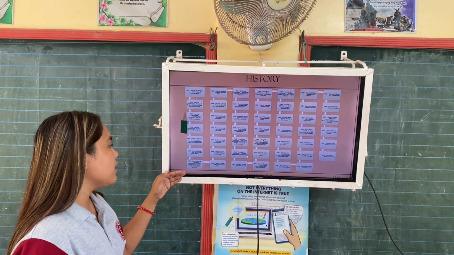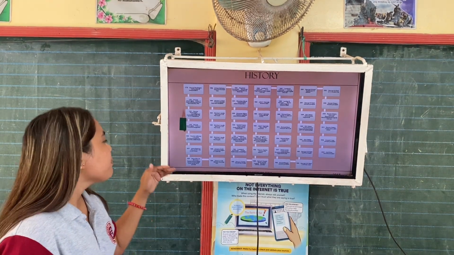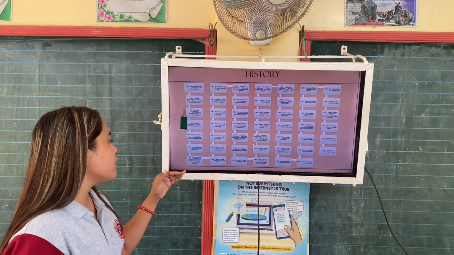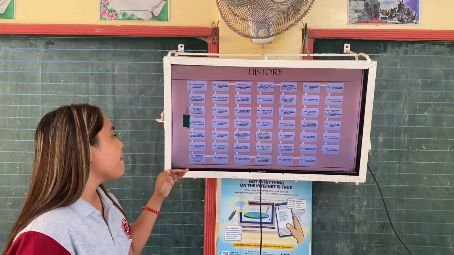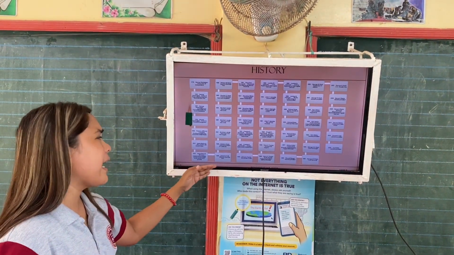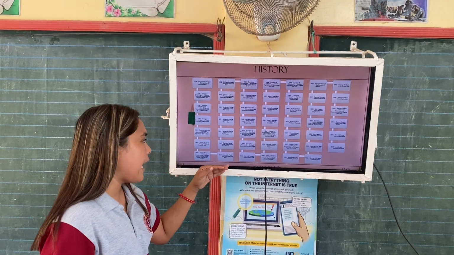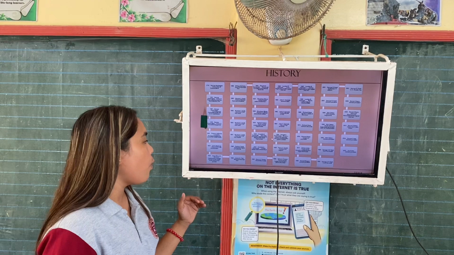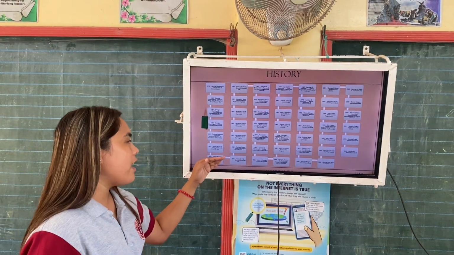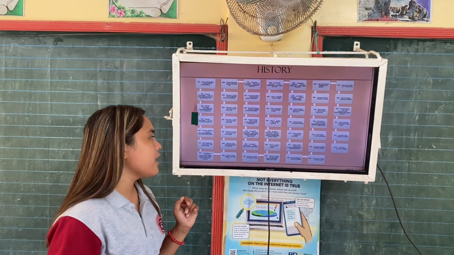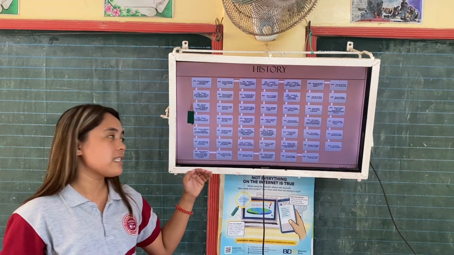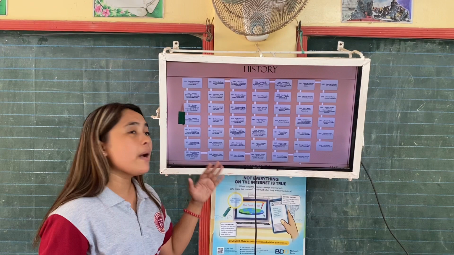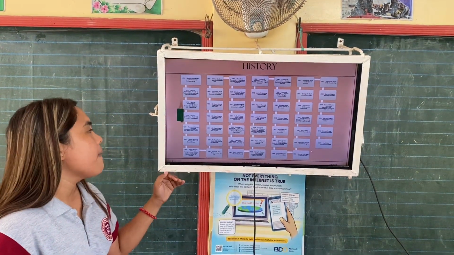By 1820, James Monroe, the Missouri Compromise prohibits slavery in new states north of the 36 degrees parallel. And then followed by 1846, James K. Polk, this is the time when the Mexican-American War happened. Followed by 1848, Zachary Taylor, the gold rush begins in California. 1861, Abraham Lincoln, the American Civil War begins.